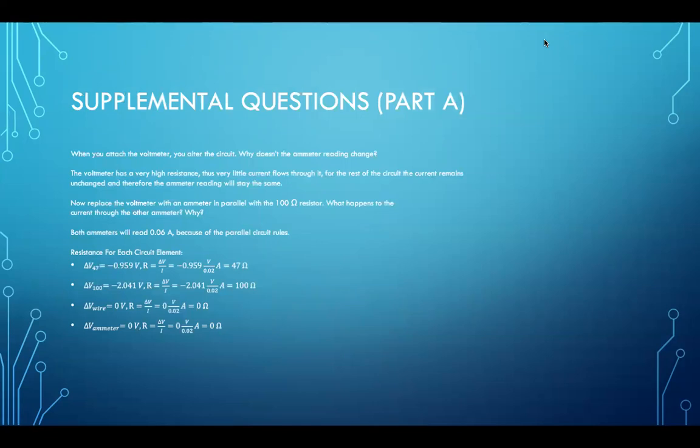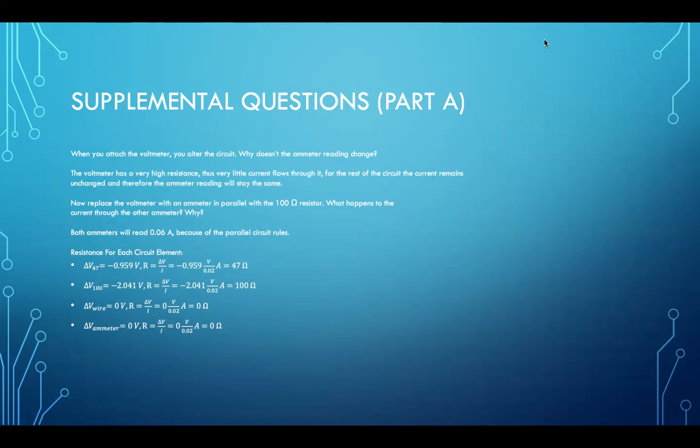Supplemental questions. When you attach the voltmeter, you alter the circuit. Why doesn't the ammeter reading change? The voltmeter has a very high resistance, so very little current flows through it. For the rest of the circuit, this current remains unchanged, and therefore the ammeter reading will stay the same.